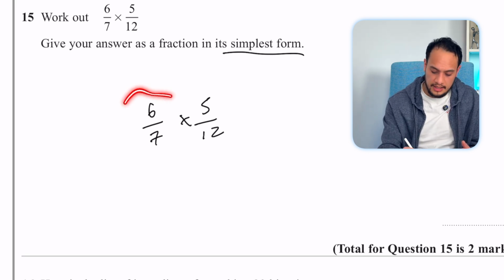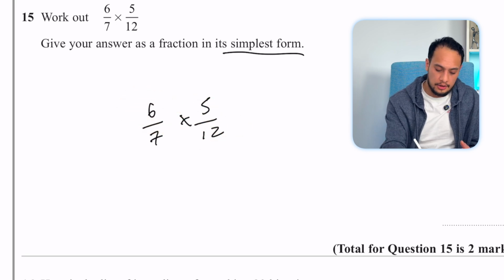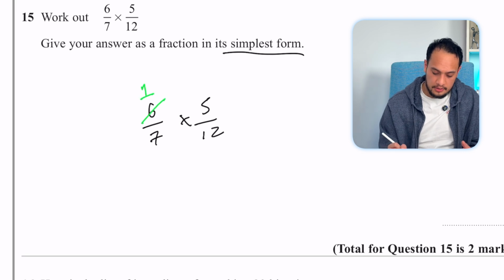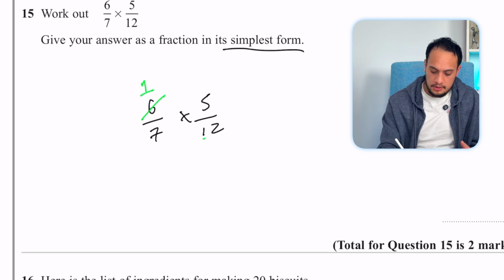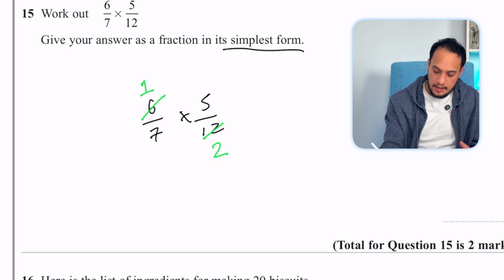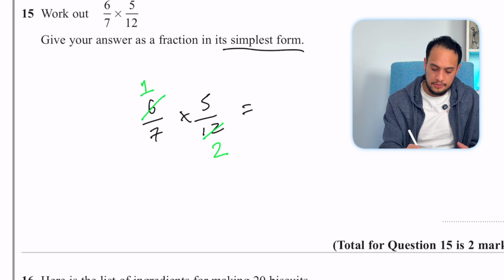So I can cancel out 12 and 6 like that. So I can divide them both by 6. 6 divided by 6 is 1, 12 divided by 6 is 2, and then I can multiply. So I get 1 times 5 is 5, and then 7 times 2 is 14.